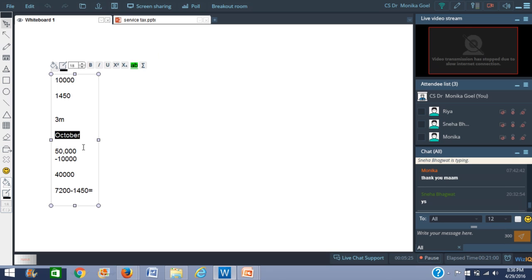Whenever, in case of bad debts, the amount of the invoice is reversed, the service tax is also reversed, and it gets adjusted in the year in which the debt has gone bad. Right? Clear?